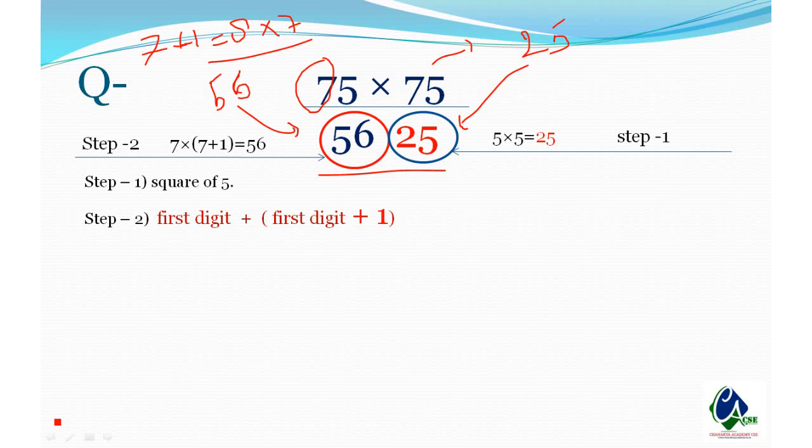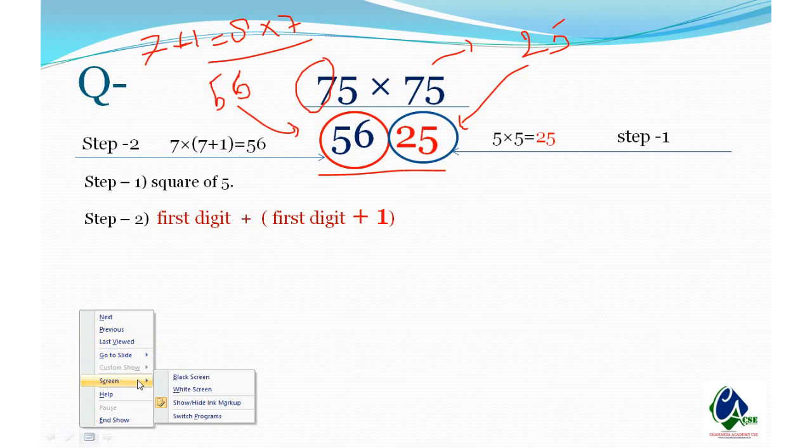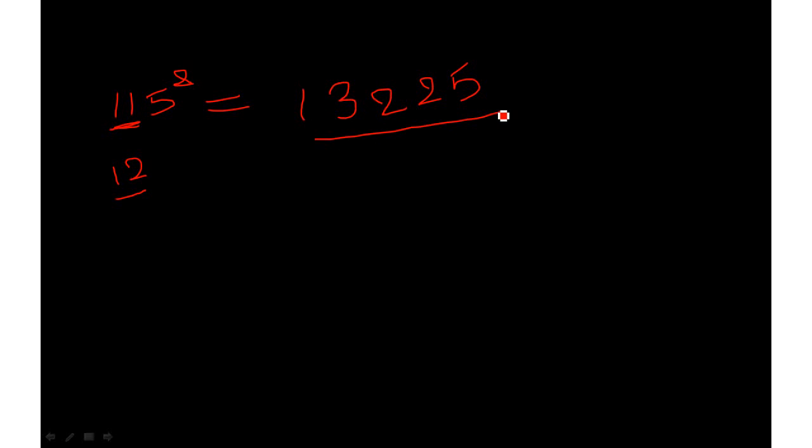See one more example here. If you are going to calculate the square of 115, simply write down the square of 5 and multiply this 11 with 12, the next ascending number, and you will get 132, and this is the square of 115. Very easy. See our next rule.